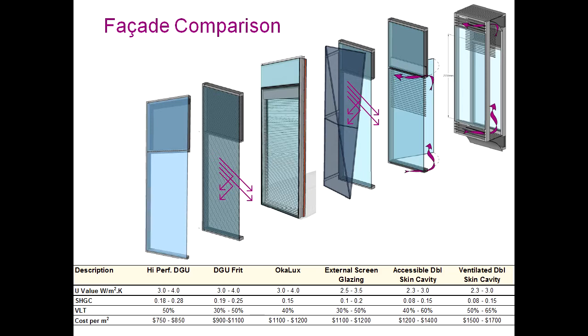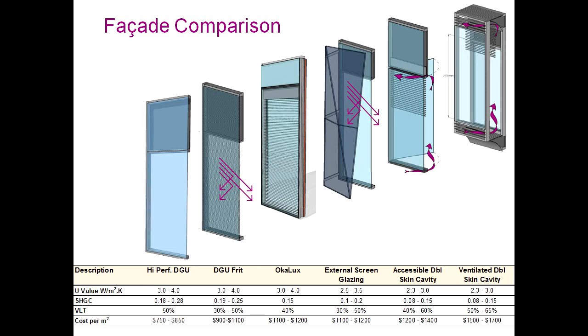And then we start getting into the very complex types of facades that you get in some buildings. The accessible double skin facade, where you access it from inside to clean the glass and the shading devices, etc. Again, the U value is 2.3 to 3, but the solar heat gain coefficient is down to 0.08 or 0.15. So that's only around about 8 to 15% of that solar heat gain actually getting into the building. And of course, you can get the visual light transmissions up to around about 60% in there without too much of a problem. But there's a cost premium to go there. You're going up to $1,400.